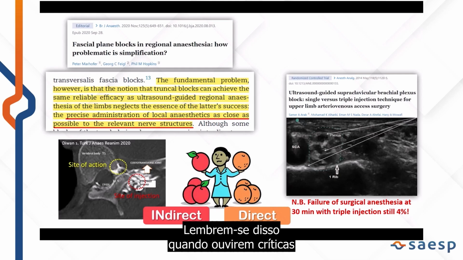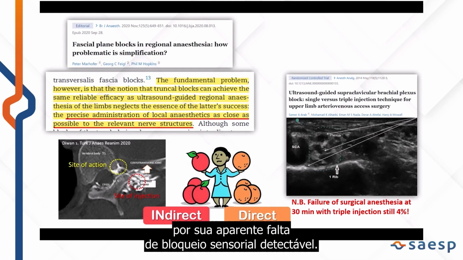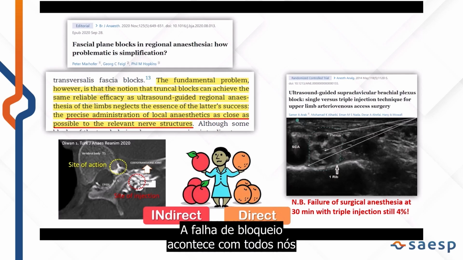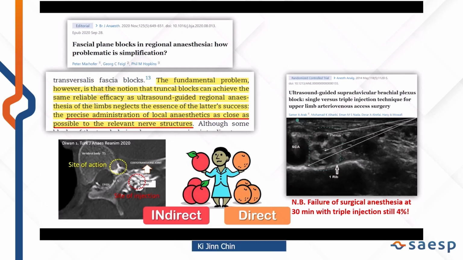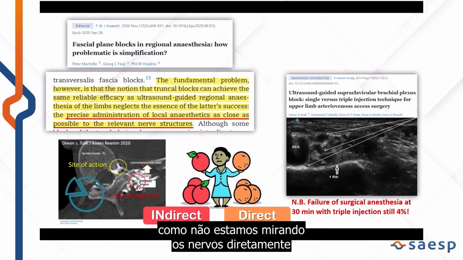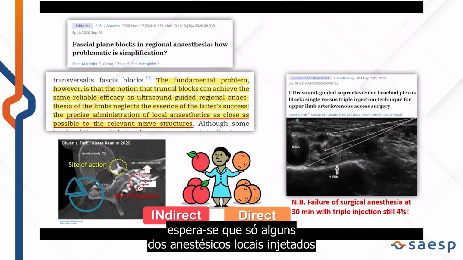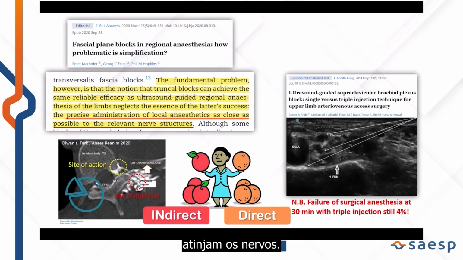And just bear that in mind when you hear people criticizing fascial plane blocks for their apparent lack of detectable sensory block. Block failure happens to us all with all blocks. Now, with fascial plane blocks, remember, because we're not targeting nerves directly with our needle, only some of the local anesthetic injected is expected to reach the nerves. And the key word here is some. Only a fraction of local anesthetic will get to the neurons of interest.